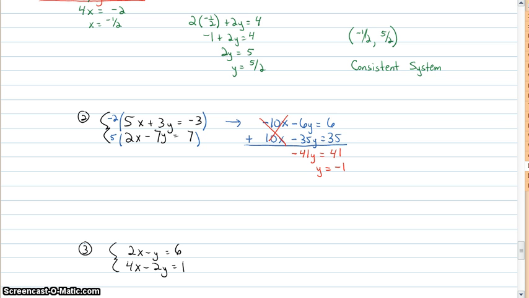Again, that's only part of your solution. So now I substitute back in. You can use either equation, 5x plus 3y equals negative 3, or you can use 2x minus 7y equals 7. I'm going to use the second equation this time. But again, it doesn't matter. So now I have 2x plus 7 equals 7, which means 2x equals 0, so x equals 0. My final solution then is 0, negative 1, which again means it's a consistent system because I have one solution, one point in which they would intersect.